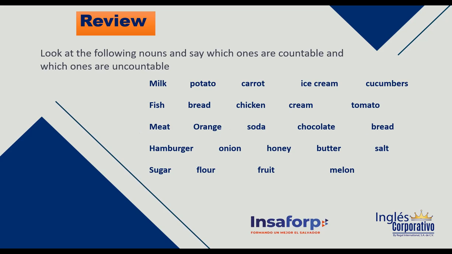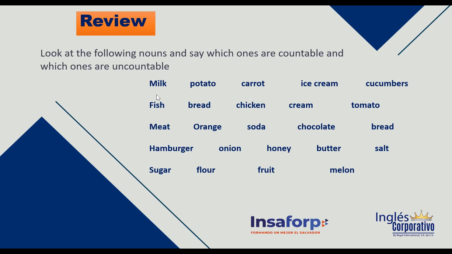No podemos contar esa palabra, ese nombre. Hamburger. Countable. We can count hamburger. Onion. Yes, we can count onions. Honey. Butter. Salt. Uncountable. Sugar. Uncountable. Flour. Uncountable. Fruit. Fruit is uncountable. No podemos contar la palabra fruta. Okay. Melon. Countable.